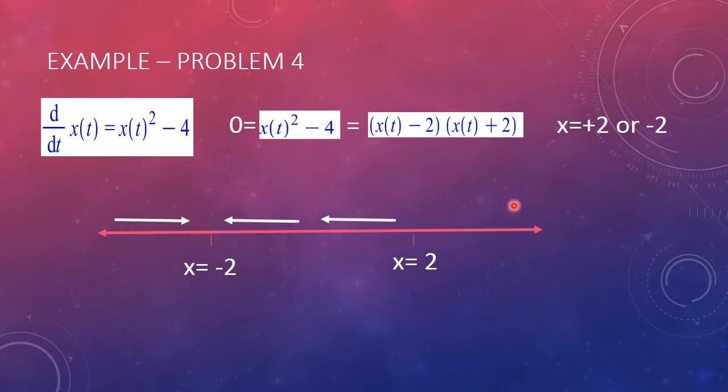And now I'm going to look at a spot that's greater than 2 over here. We put 3 in here. This is positive. This is positive. Two positive numbers give a positive number. And so the slope is increasing right here. So here we have two critical points.